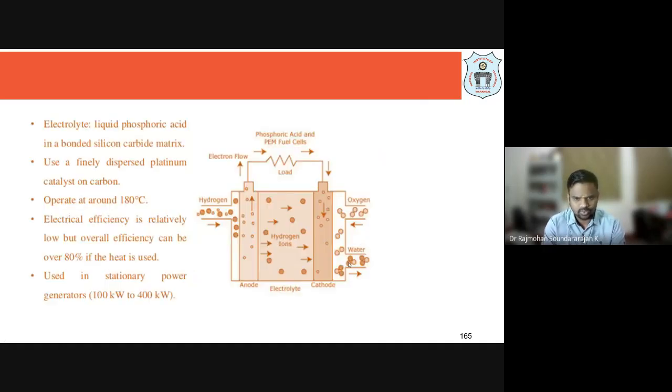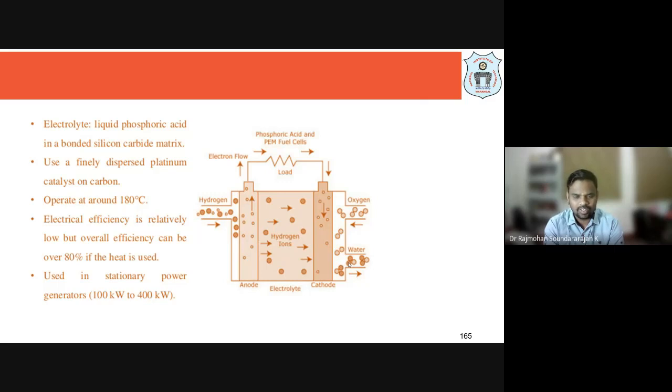We have seen with the image also what is happening. This can be operated at a temperature range of 120 to 200, you can say around 180 degrees Celsius. Here the electrolyte is liquid phosphoric acid. It is not kept as a liquid directly. It is kept inside a silicon carbide matrix. It is a silicon carbide material which we can say is saturated with phosphoric acid.